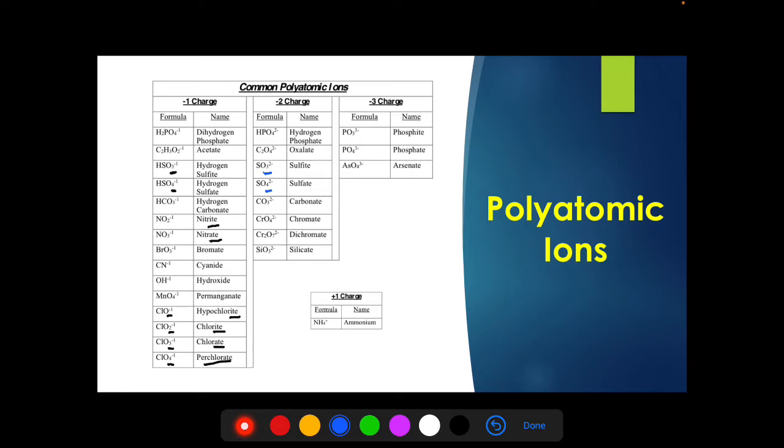Okay. Third column, those are your minus 3 charges. Phosphite and phosphate. And then we have arsenate. And so you might be thinking, these are all negative charges. What about positive ones? We have 1 positive one down here in the corner. Ammonium, NH4 plus 1. Okay.